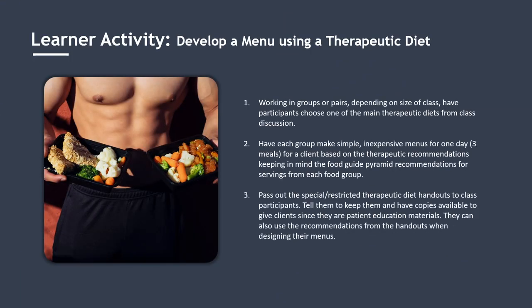Learner activity. Develop a menu using a therapeutic diet. Working in groups or pairs, depending on size of class, have participants choose one of the main therapeutic diets from class discussion. Have each group make simple, inexpensive menus for 1 day, 3 meals, for a client based on the therapeutic recommendations, keeping in mind the food guide pyramid recommendations for servings from each food group.